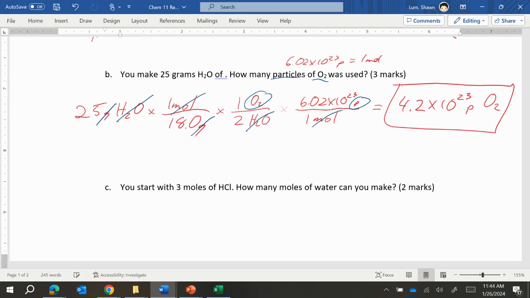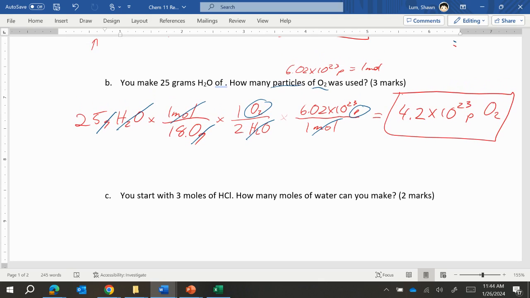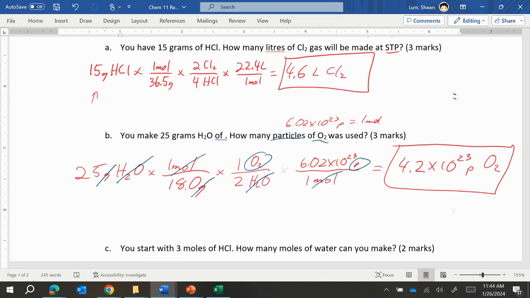You start with 3 moles of HCl. So we're already at the start of the mole bridge, so we don't have to convert it to moles. It gives us moles. How many moles of water can you make?